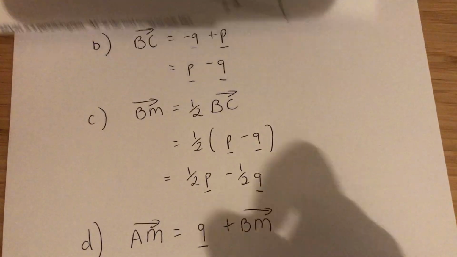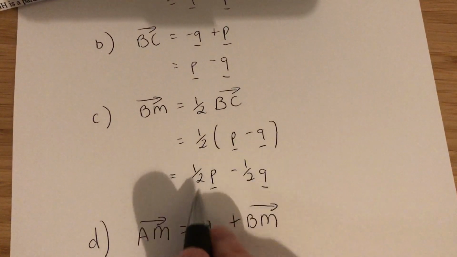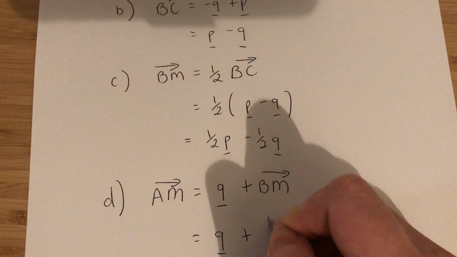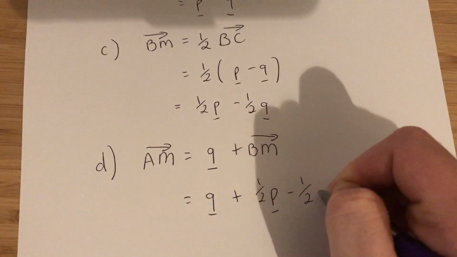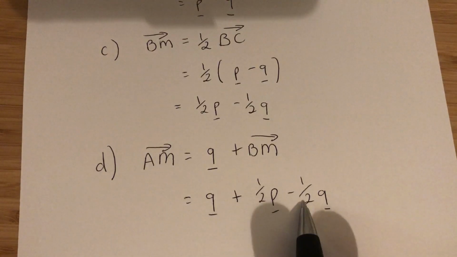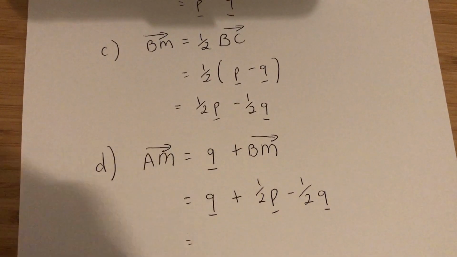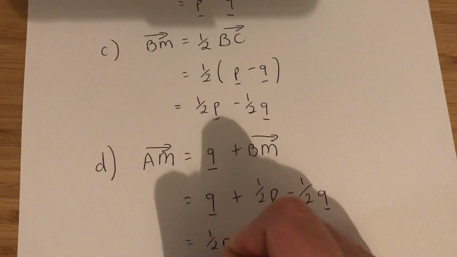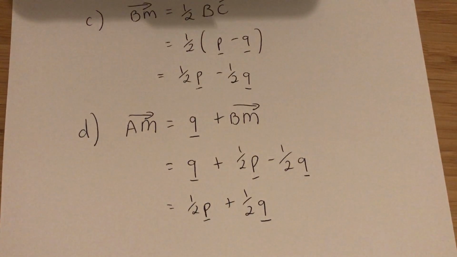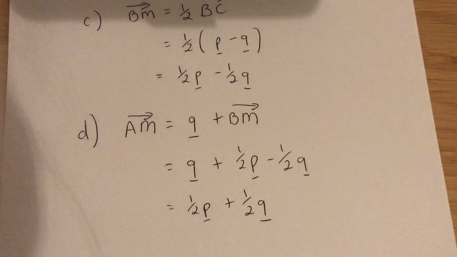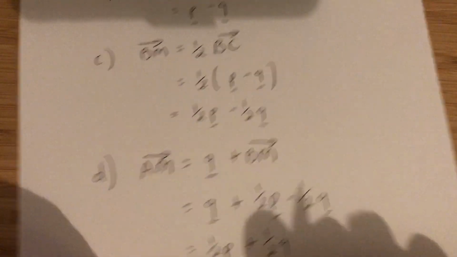Q plus the B to M. We know what B to M is. So it's Q plus a half P minus a half Q. Q minus a half Q leaves you with just positive a half Q. So we end up with a half P plus a half Q. And that's our journey there. Right, I'm going to look at 2 past paper questions now, and then we'll leave it there for vector journeys and pathways.